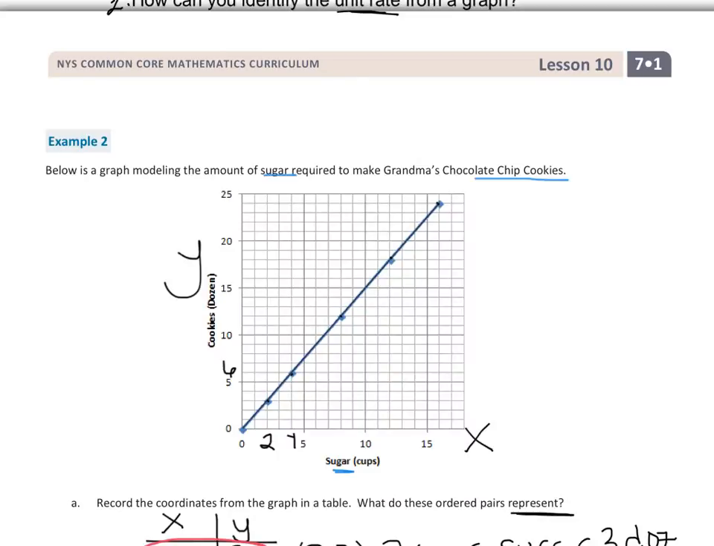Now I'm back to the top, to the graph, okay? So if I want a graph where 1 cup of sugar is 1.5 dozen cookies, that is my unit rate right there, what we just found on B. So I'm going to go over 1 and up 1.5, which will be in between the lines, which hits my line perfectly. Okay, so that's my unit rate represented on my graph.